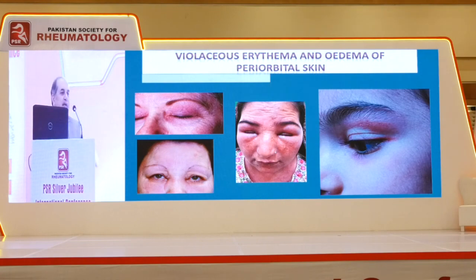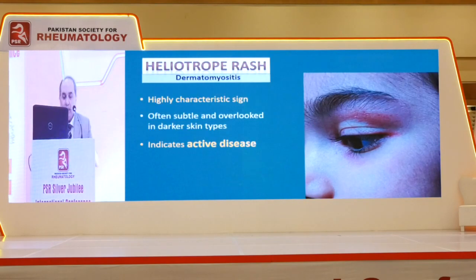Then we got a clue that we must look into other signs of the disease. And this is an important sign: the patient turned out to be a case of dermatomyositis, and this is a highly characteristic sign, the heliotrope rash. It is an important, highly characteristic sign, and this indicates the activity of the disease. So it means that cutaneous signs are not only helpful in diagnosing, but also in predicting disease activity.